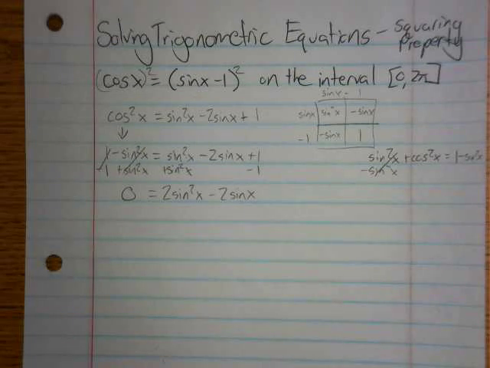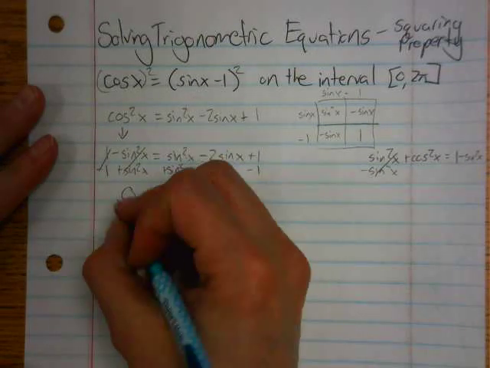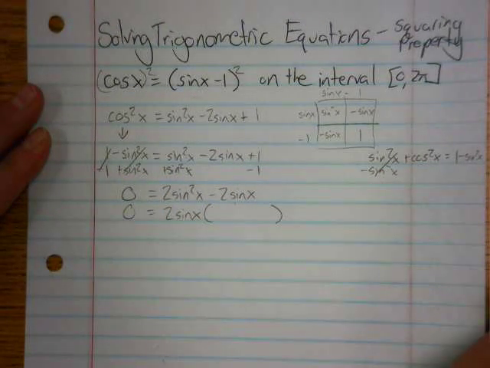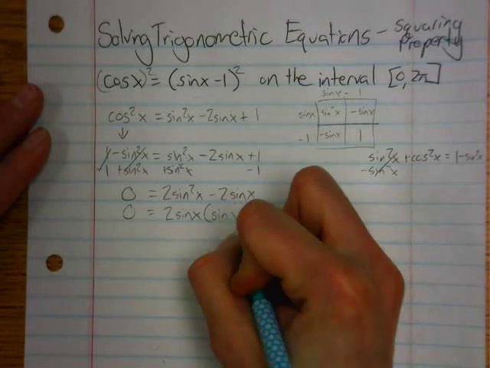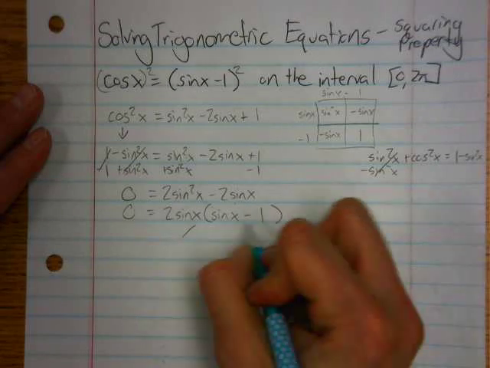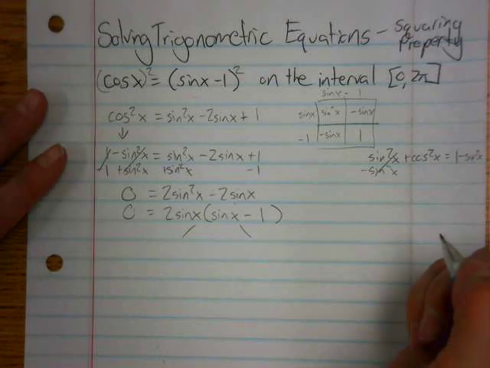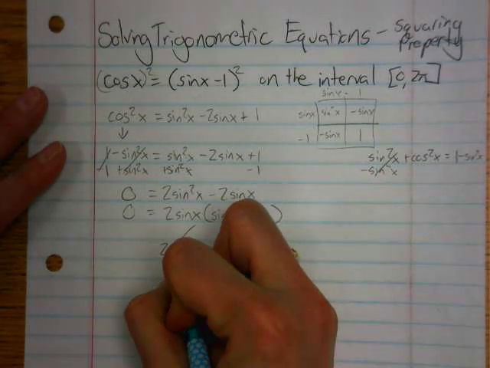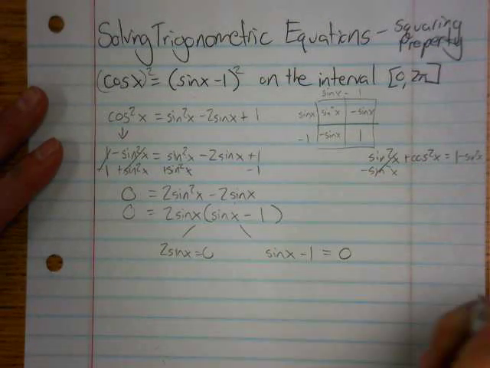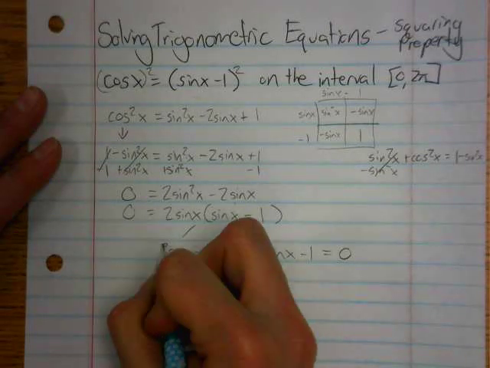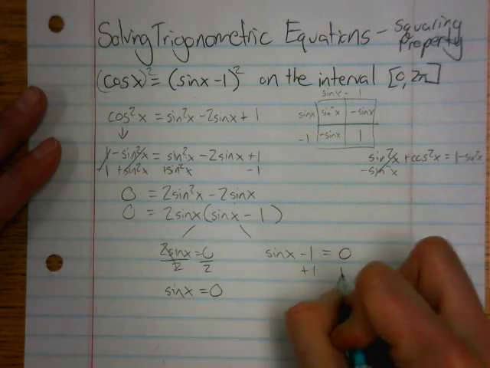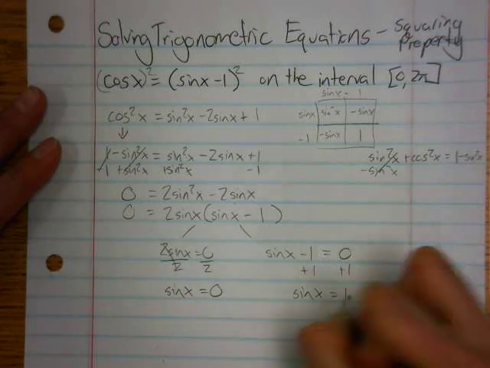So I see that I've got common factors, so I'm going to use my strategy of factoring out the 2 sine x that these both have in common, and that would leave behind a sine x minus 1. And now I've got 2 factors, and I can use the zero product property to state that either 2 sine x equals 0 or sine x minus 1 equals 0. And I'll go ahead and solve for those trig functions. So dividing by 2, sine x is either 0, or adding 1, sine x would be equal to 1.